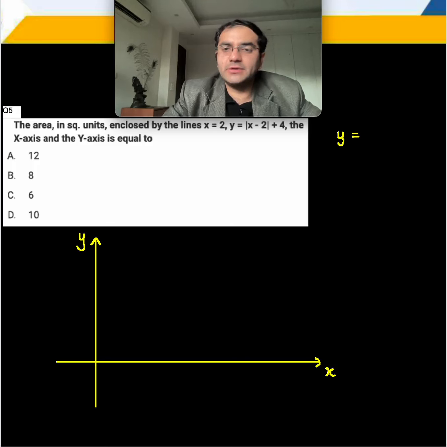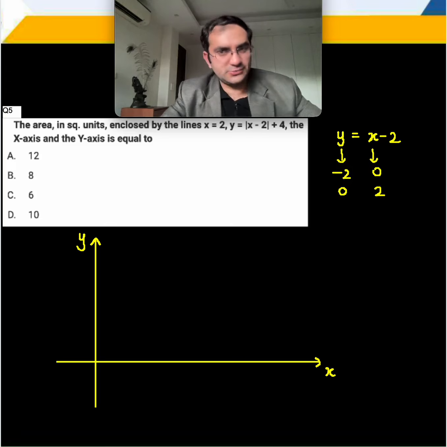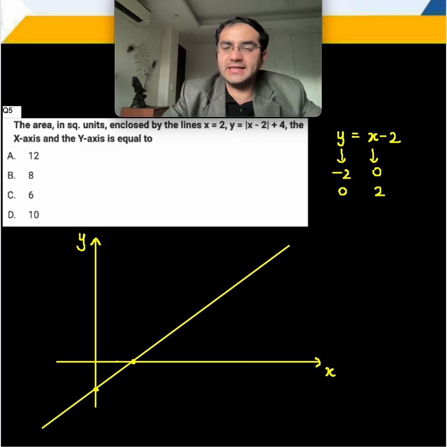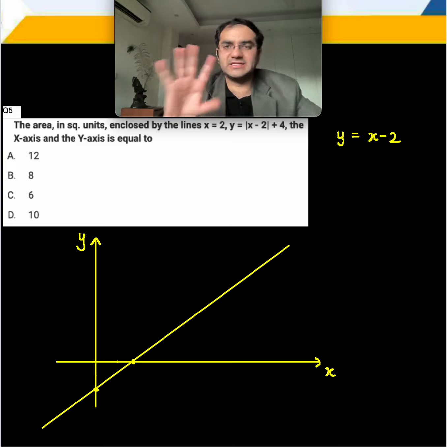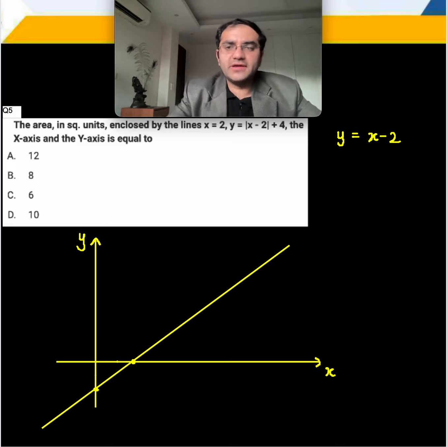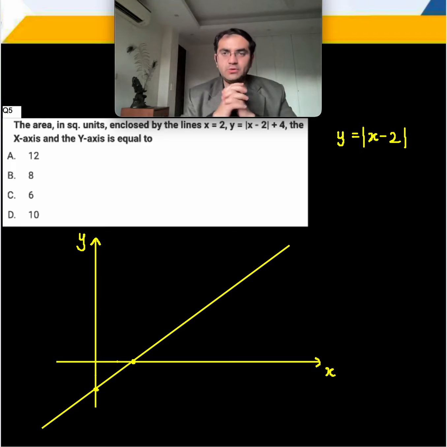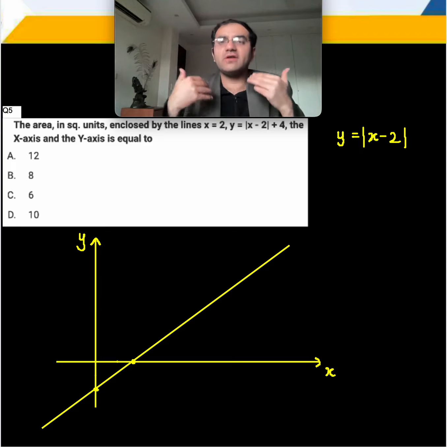First I'll take y equal to x minus 2 and plot it. Let's get the intercepts. X is 0. So y becomes minus 2, and if y is 0, x becomes equal to 2. ये दोनों points को mark करेंगे and join them, you get the line. This line is basically y equal to x minus 2. ठीक है? Now what I have to do is x minus 2 पे mod लगाना है. Basically instead of x minus 2, I want to plot mod of x minus 2, and mod of x minus 2 will always be positive.